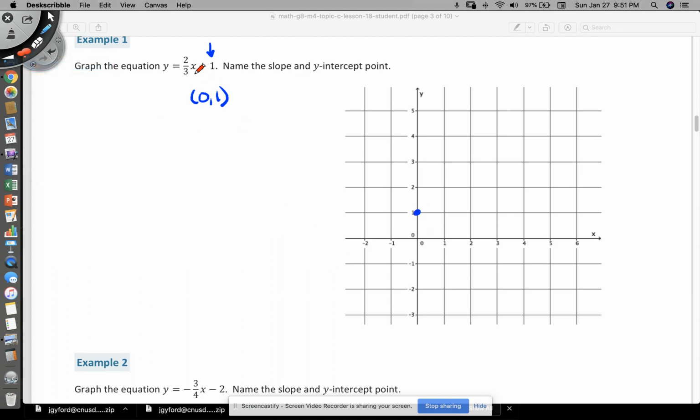From that point, I'm going to rise 2 and run 3, and that's going to give me my next dot. Now you're going to grab a ruler and connect those dots. And that's it. So we're going to say our slope was 2/3, and the b was (0, 1). All right, I'm going to let you try that for examples 2 and 3.